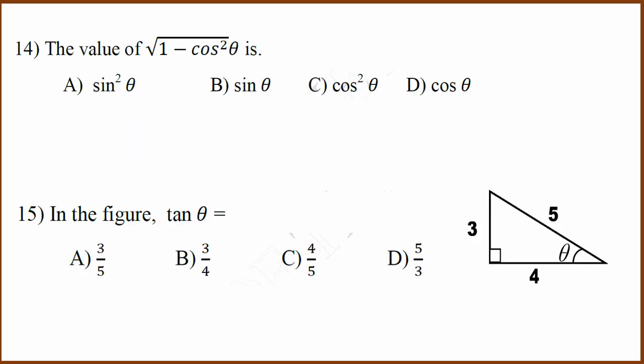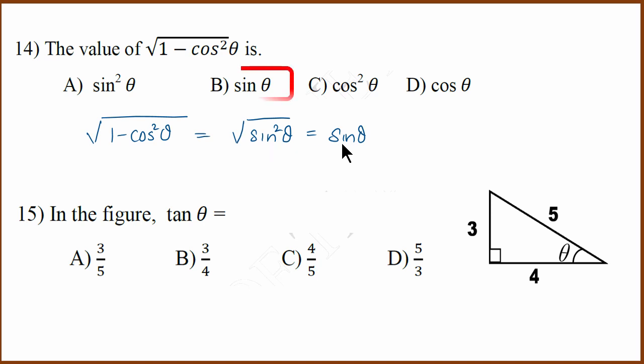14th question. Trigonometry question. 1 minus cos square theta the square root. So 1 minus cos square theta is sin square theta. Square root gives sin theta. So correct answer B. 15th question. In the figure tan theta. Tan theta is opposite side by adjacent side. So therefore it will be 3 divided by 4.